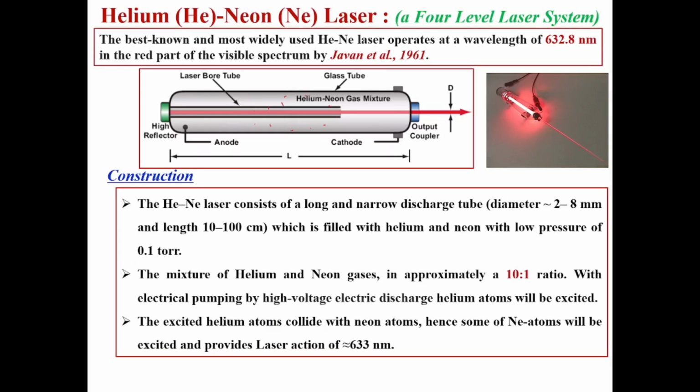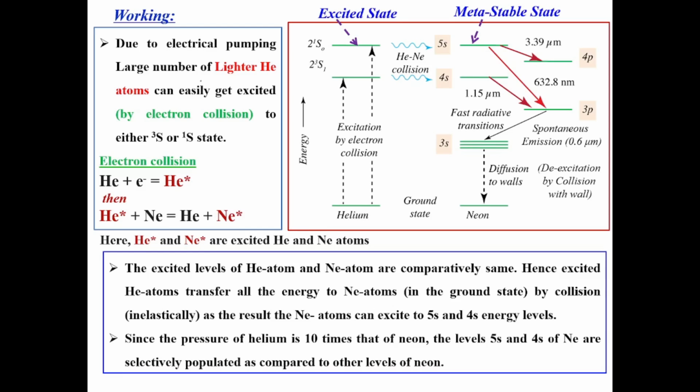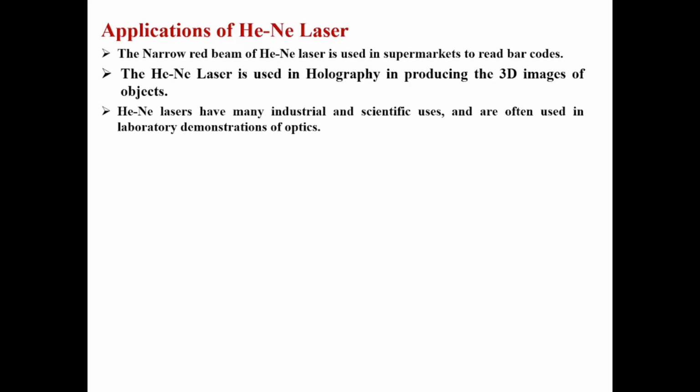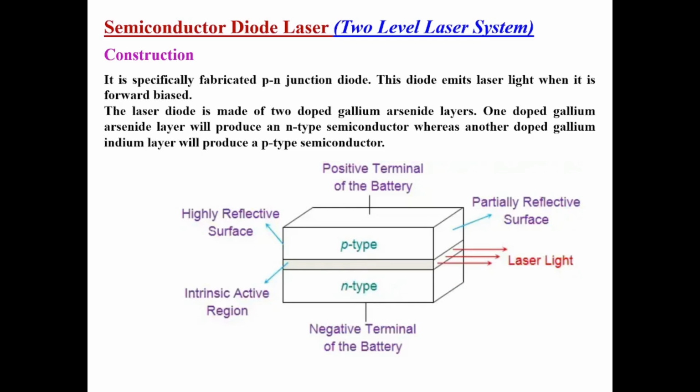In our last class, in detail, we discussed the helium neon laser system, its construction, working, different transitions, and its applications. In this class, we are going to discuss the semiconductor diode laser, which is a two-level laser system. If this question is asked, it will be asked for 3 to 4 marks in your exam. Whatever we discuss in this class is enough for full marks. No need to write extra. This is enough. First, we are going to discuss the construction.